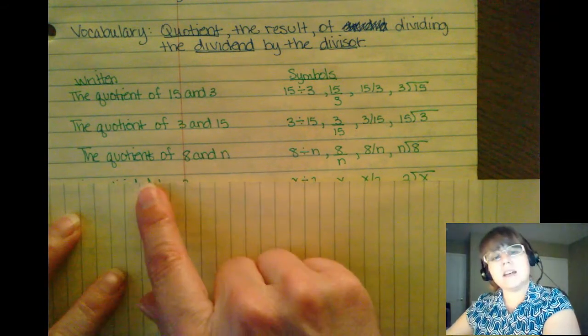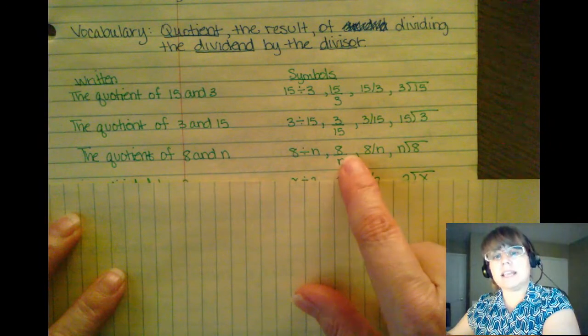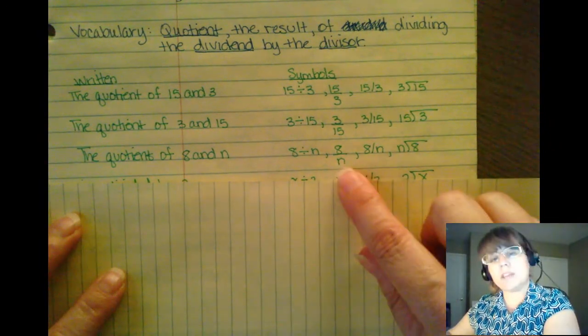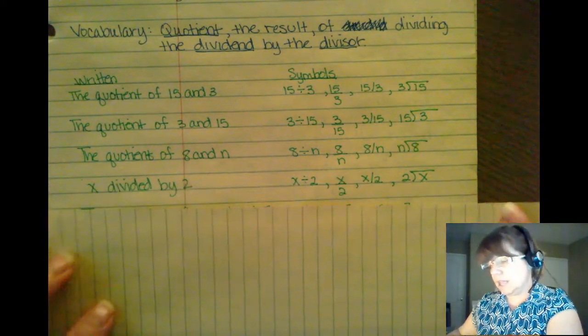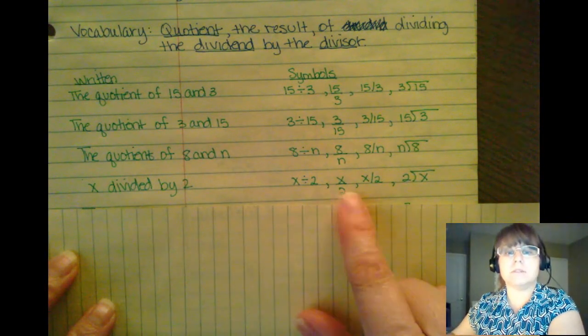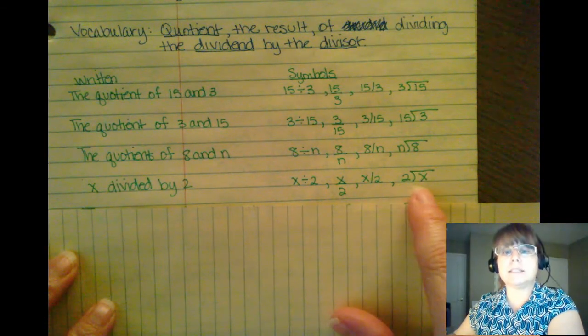The quotient of 8 and n. If you think about it, it's 8 over n. That's usually the most common way of writing division at this point. And then x divided by 2: x divided by 2, x over 2, x slash 2, 2 into x.